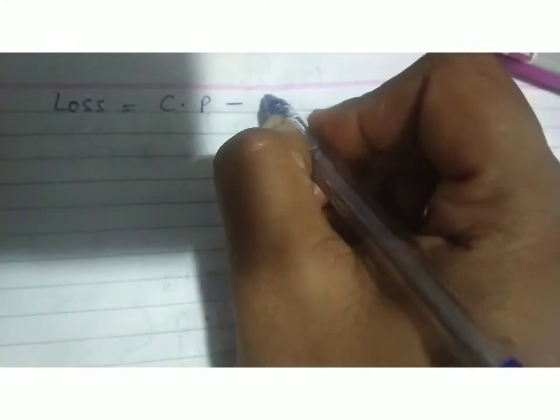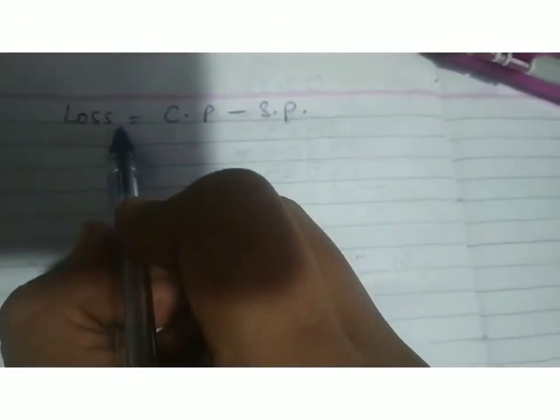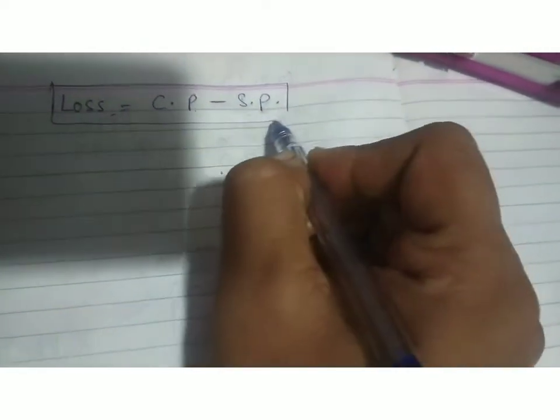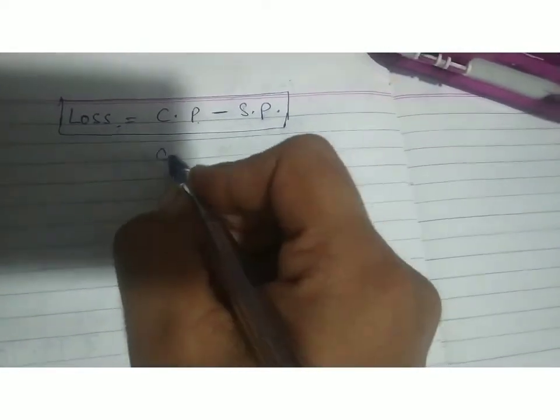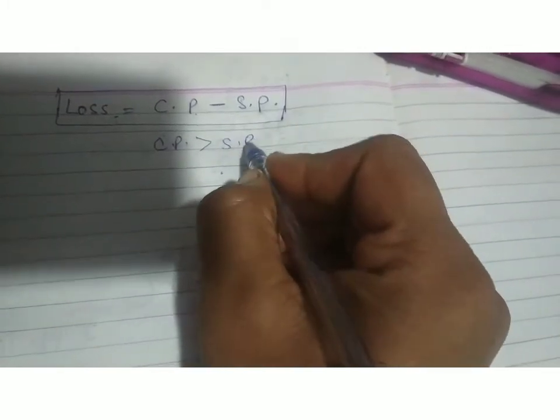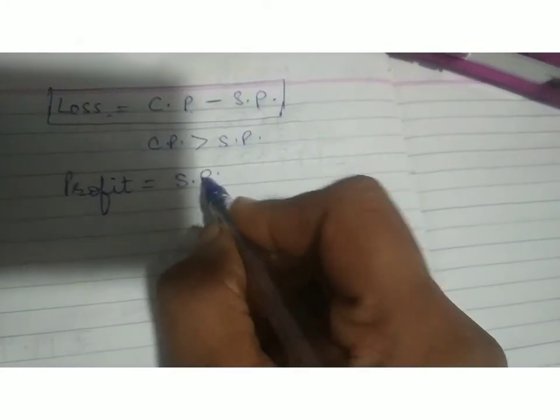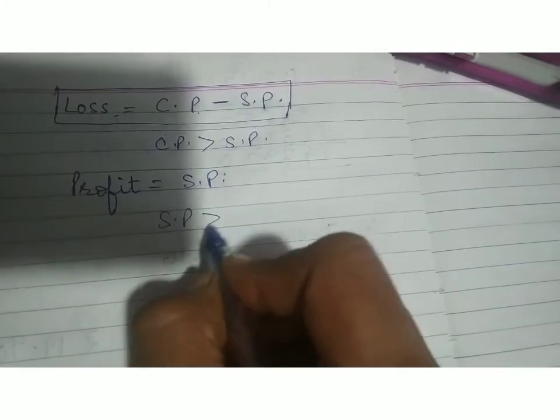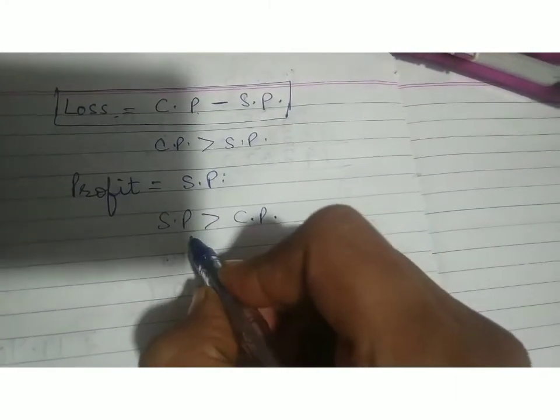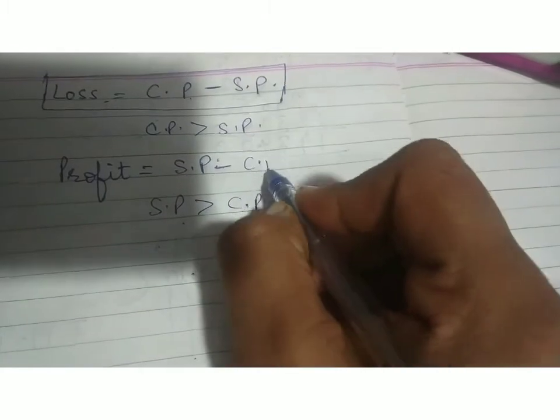So how can I define it? In the condition of loss, cost price is more. So I will write cost price minus selling price. This is the condition of loss. So this has become your formula. In the loss, the condition is always that the cost price is more than the selling price. If we are in profit, in what condition will we be in profit? When the selling price is more than the cost price. So in that condition, selling price minus cost price.